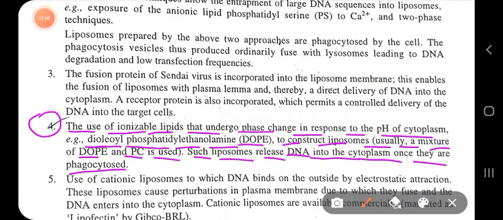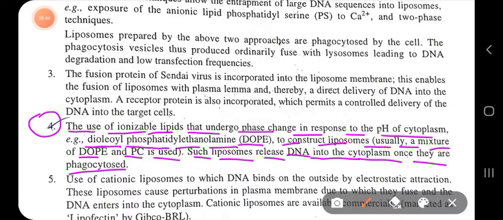For example, we have used DOPE, which is dioleoyl phosphatidylethanolamine, with phosphatidylcholine to construct a mixed liposome. Such liposomes contain ionizable lipid molecules which will quickly respond to the pH of the cytoplasm. It will change its shape, so there will be no formation of phagosome.